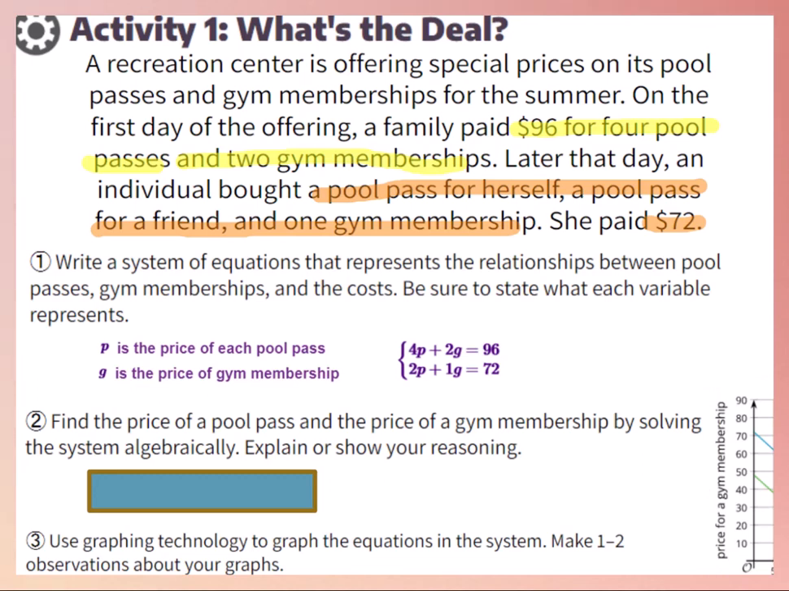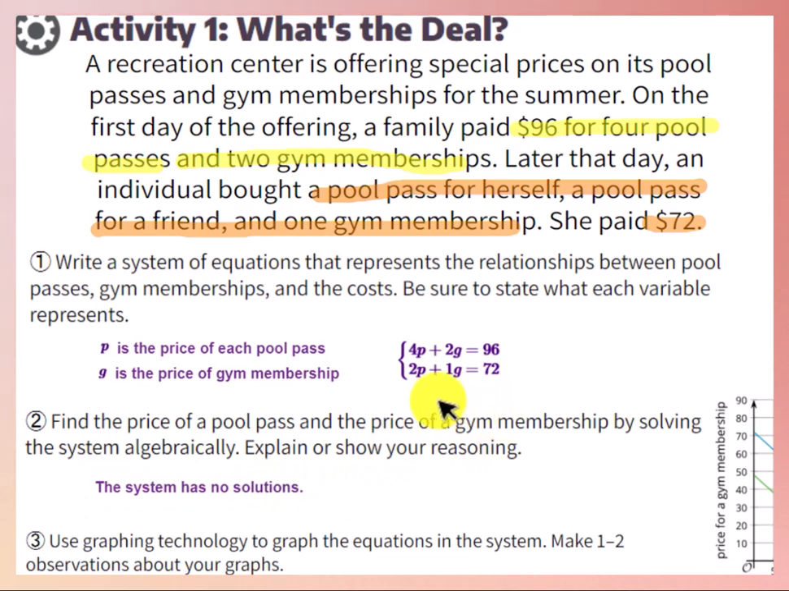Copy that down in your workbook, and then find the price of a pool pass and the price of a gym membership by solving this system. You're going to do it algebraically, and then explain by showing your work, or explain in words, explain your reasoning.